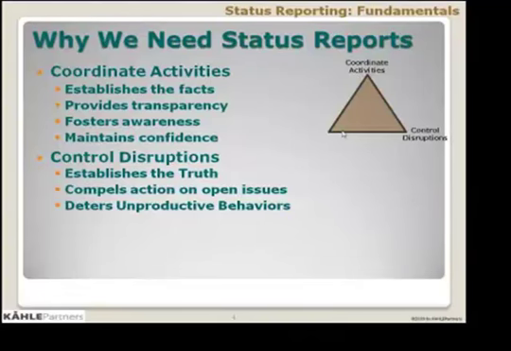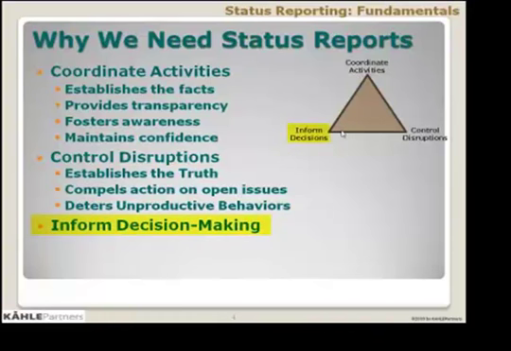And let's look at our final function of status reports, and that's to inform decision making. And there are three pieces of this. The first one is that a status report identifies the issues and risks of the project. And this is what most folks associate as the purpose of status reporting. As I said above, we actually believe controlling disruptions is a far more important purpose of status reporting, but identifying issues and risks is clearly an important function as well.